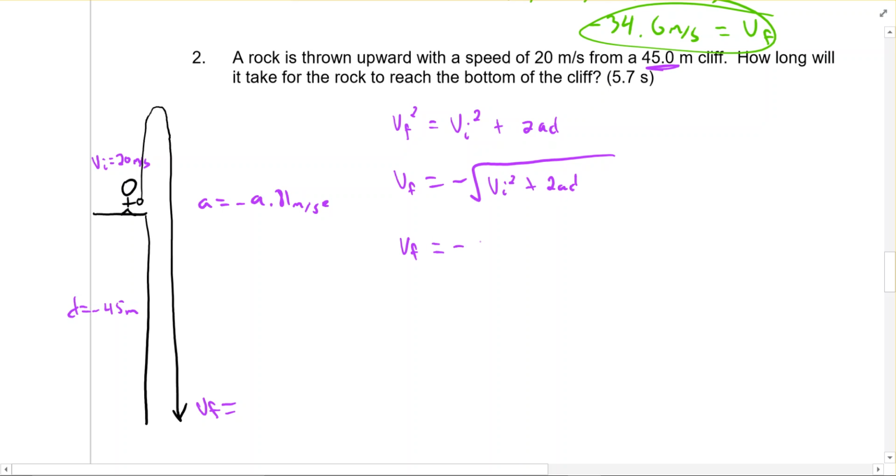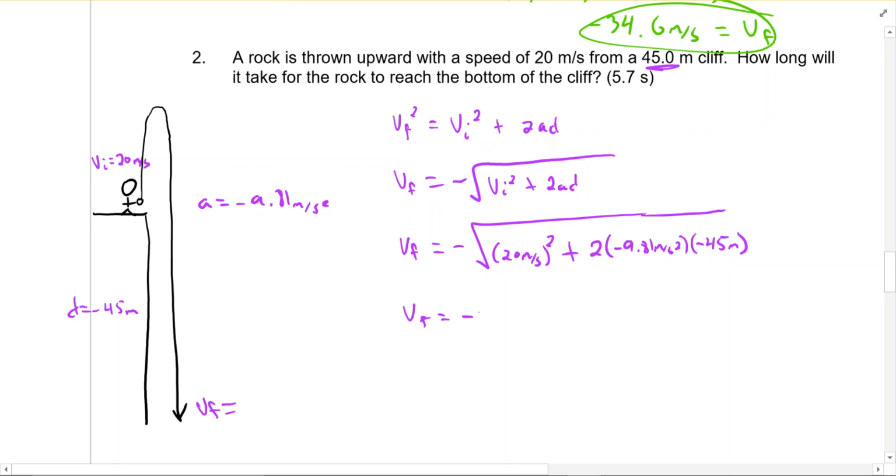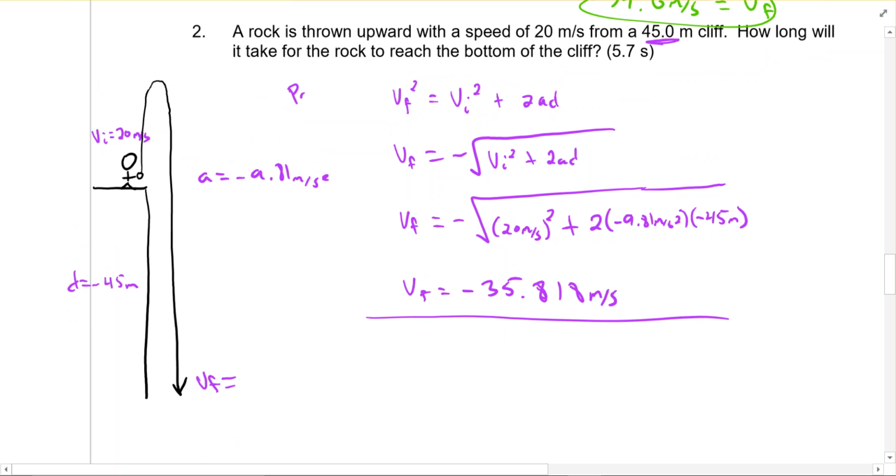So VF is equal to, I'll put my numbers in here, 20 meters per second squared plus 2 times negative 9.81 meters per second squared times negative 45 meters. So VF is going to be equal to negative 35.818 meters per second. I'm leaving the decimals kind of long because this isn't my final answer. Now, maybe I'll write part 1 up here. Part 1.